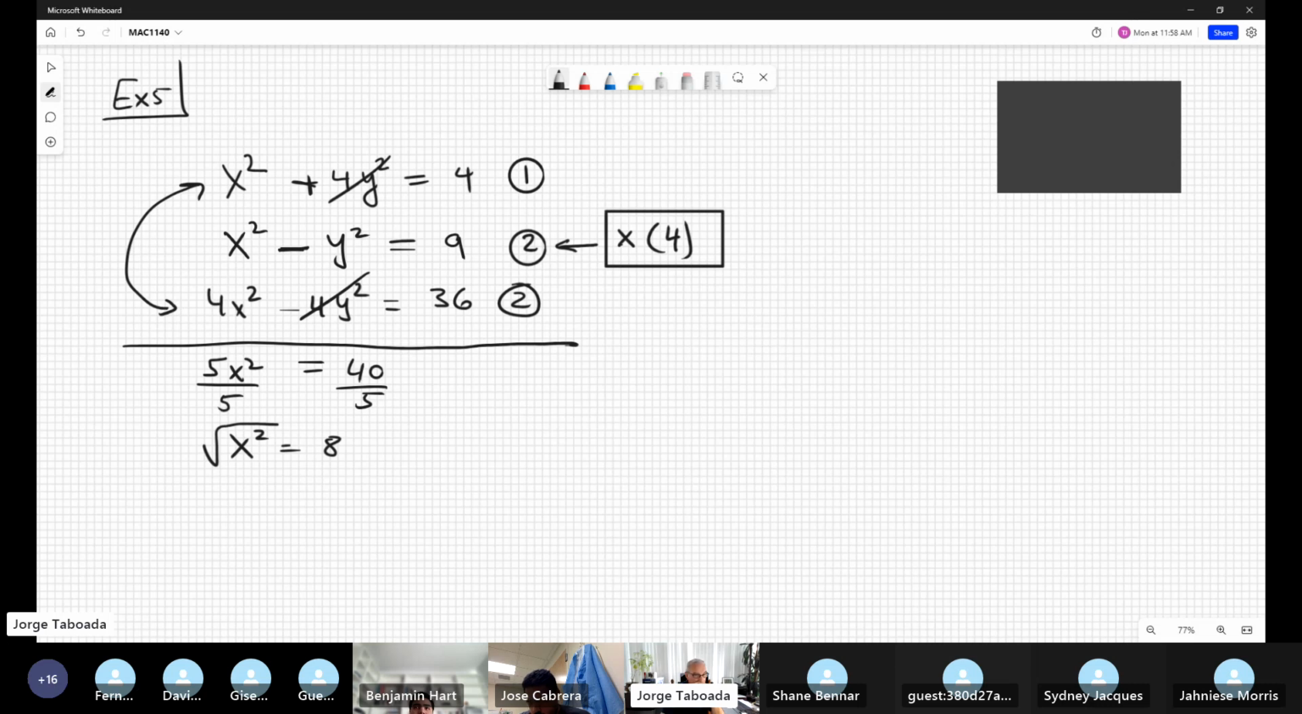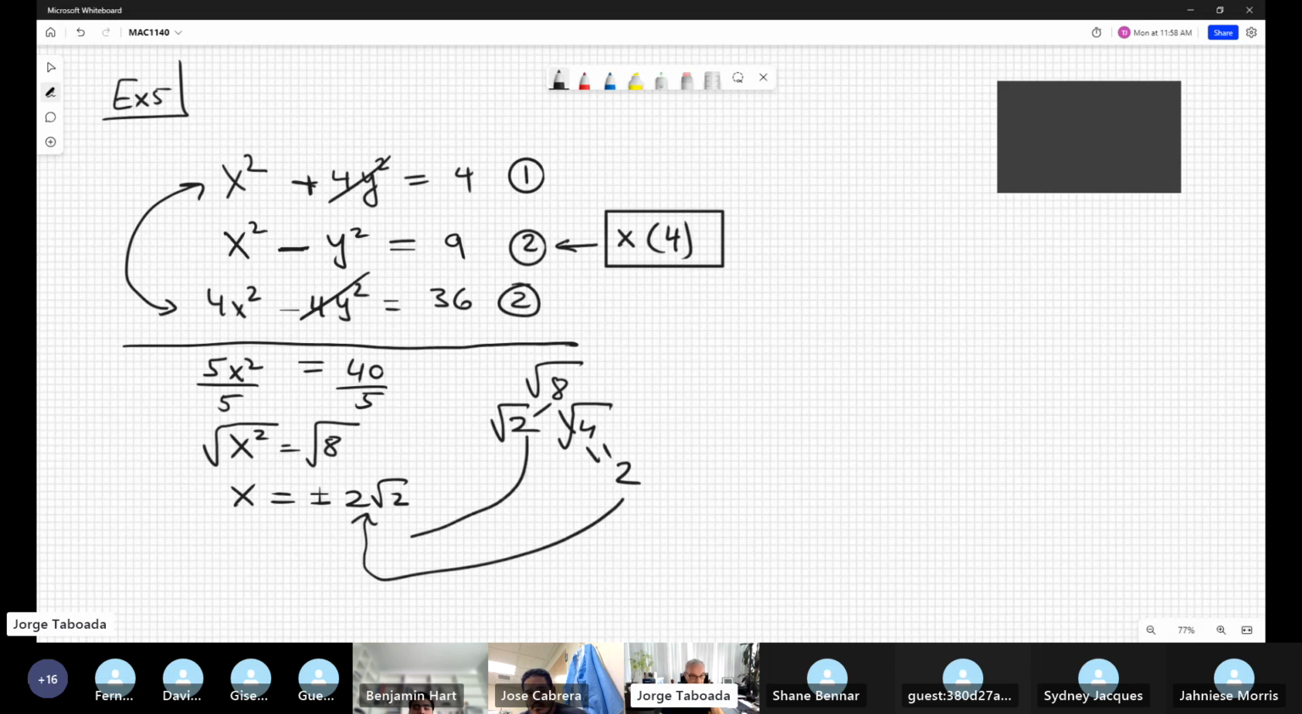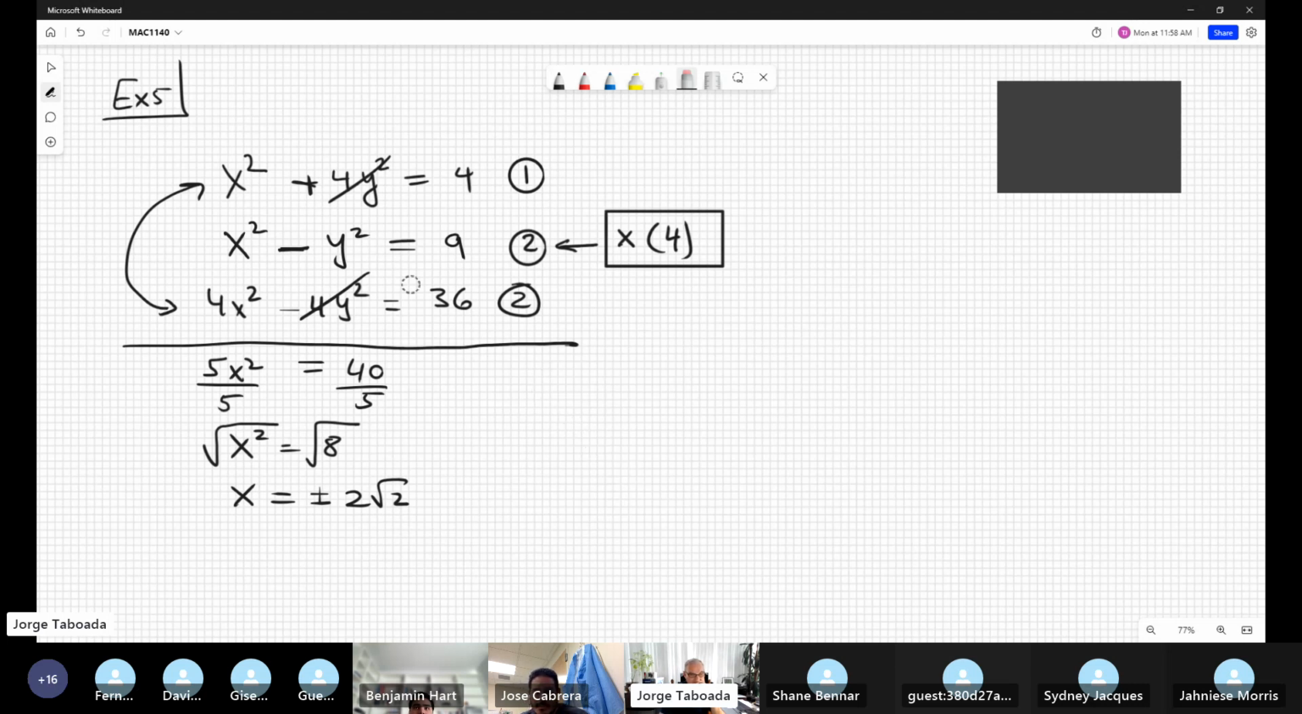I apply square root, similar, x is equal plus or minus square root of 8, which is 2 radical 2. Because 8 is 2 and 4, and square root of 8 is square root of 2 and square root of 4. And square root of 4, everyone knows, is 2. This 2 is this 2, and this 2 can stay inside the radical, is this. Either way, guys, this is not important. This is elementary algebra, folks.